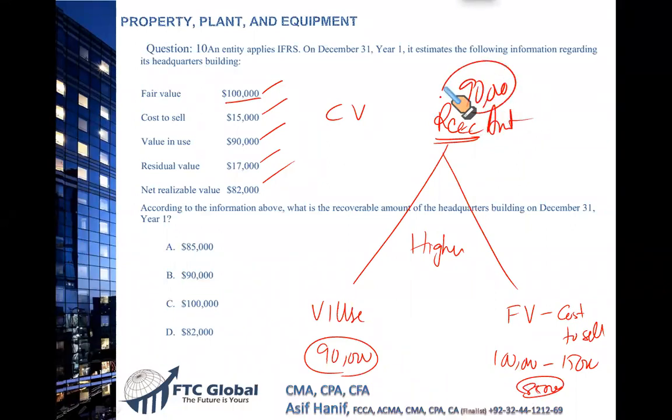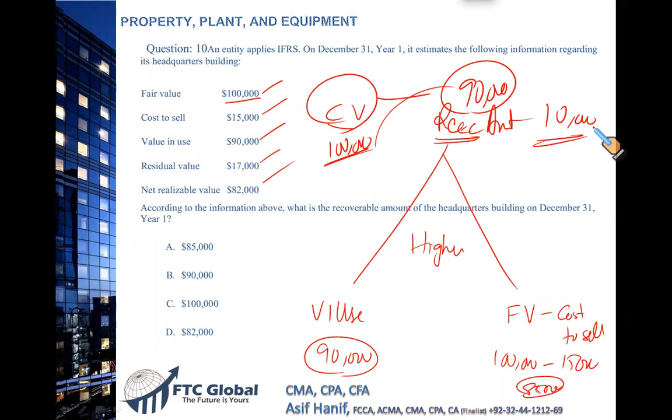This 90,000 will be compared with carrying value. Let's say carrying value is $100,000, and the recoverable amount is 90,000, so there's going to be a $10,000 loss. But if the carrying value is 70,000, then clearly the recoverable amount is more, so there's going to be no impairment. Right here, we just needed the recoverable amount, so that gives you 90,000 as your answer.